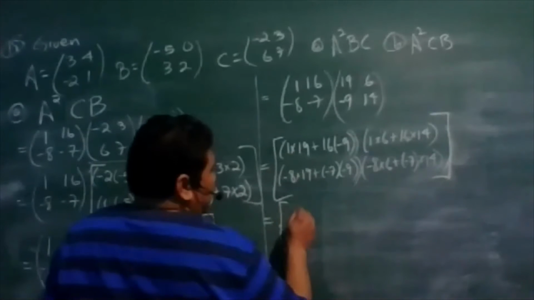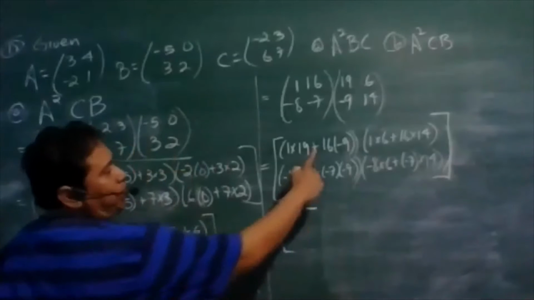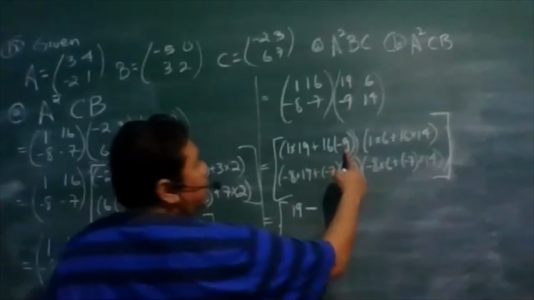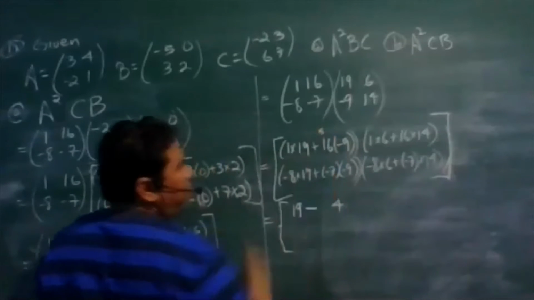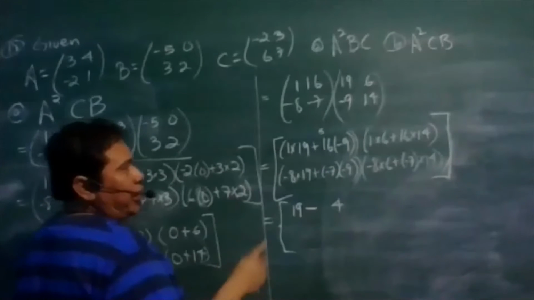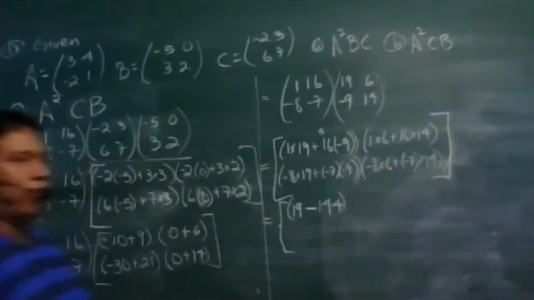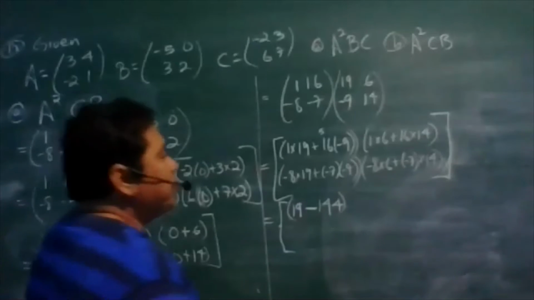So 1 times 19 is 19 minus, because a positive times a negative is a negative, 9 times 6 is 54. 9 times 1 is 9 and 4 is 14. So 19 minus 144 will give me my first element answer.